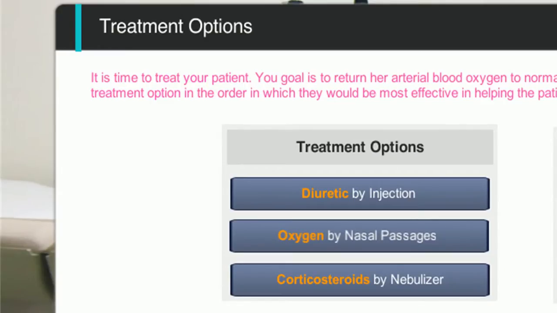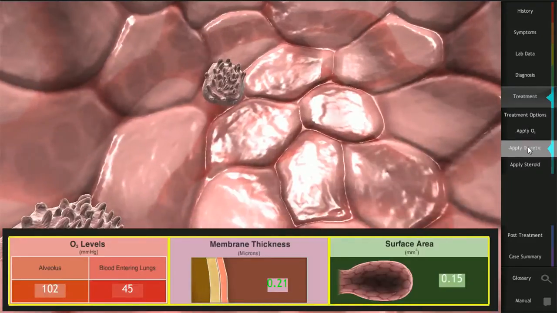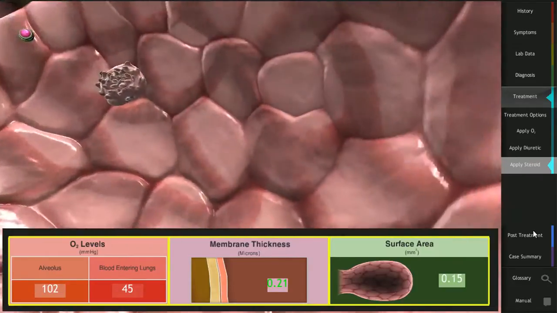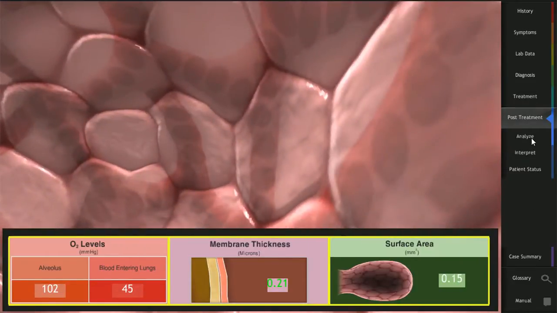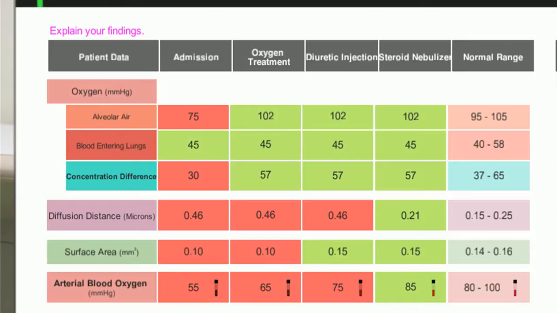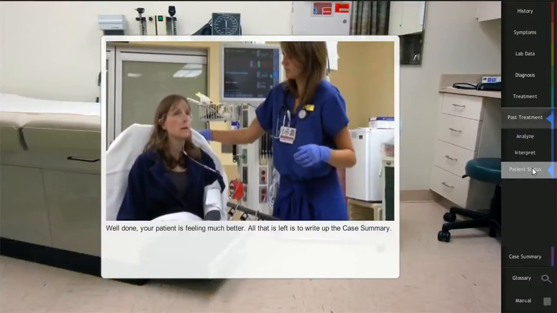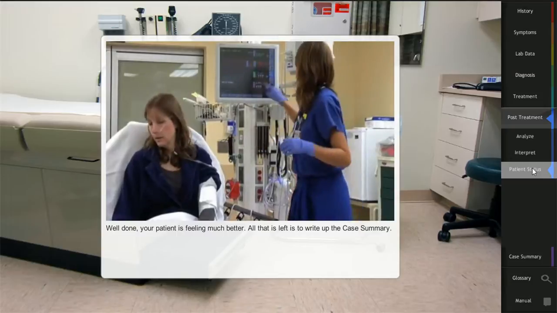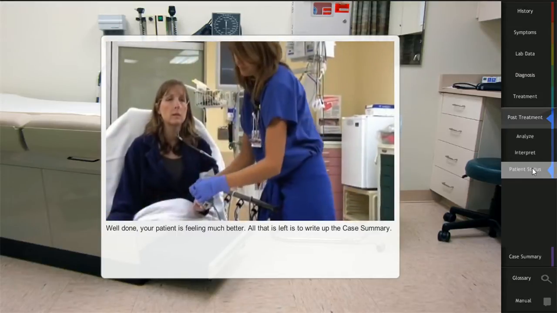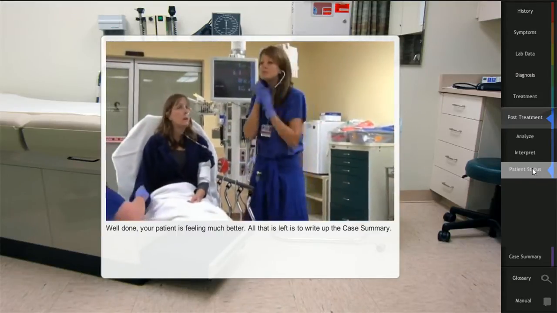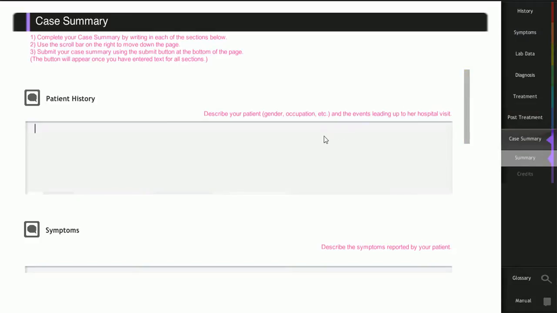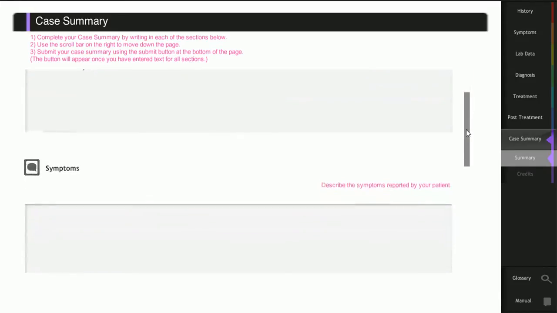Next, students diagnose and hypothesize the best possible order of three treatments to help their patient. Then, monitor how the treatments change the data and the patient's symptoms. Finally, students complete a case summary to communicate their findings and help develop their scientific writing skills.